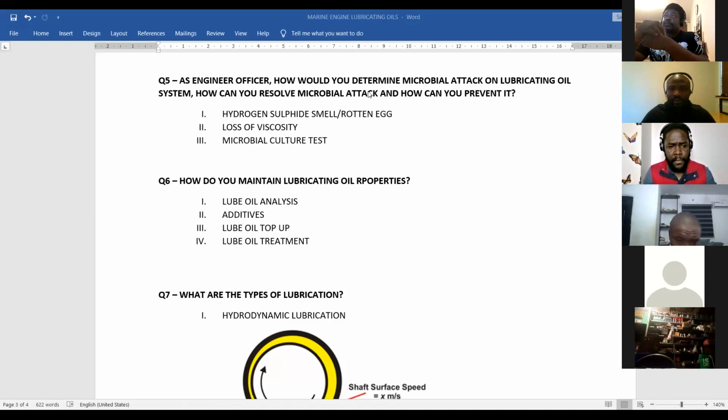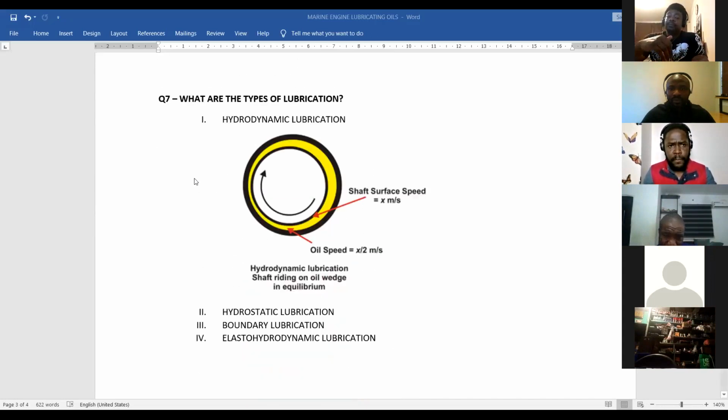So the next one, Engineer Briggs, you can take up your slide. I'm looking at the types of lubrication, hydrodynamic lubrication and hydrostatic lubrication.